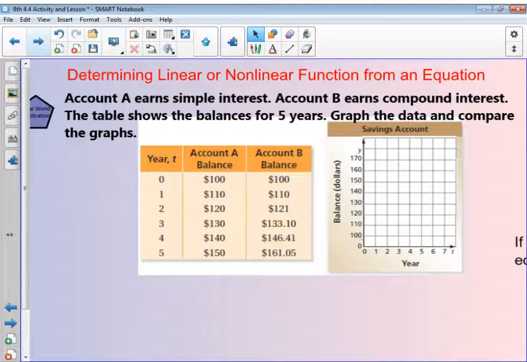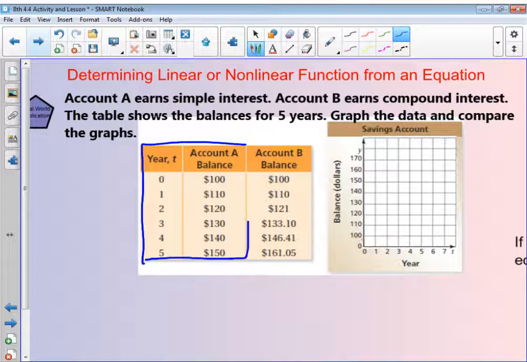Okay. So it says the table shows the balance over 5 years, graph the data, and compare the graphs. So first of all, here's our first scenario. So in blue, I'm going to go ahead and graph this information. So for me, I'm just looking at this. I should be able to determine if I'm going to have a line or a curved line.